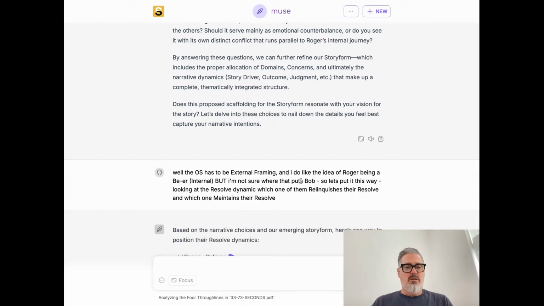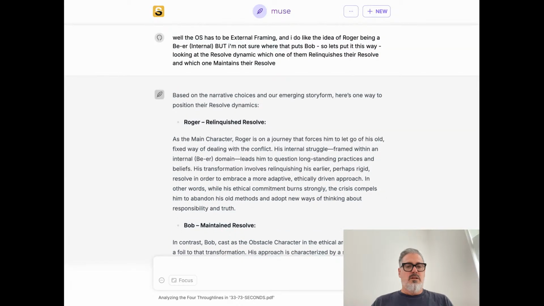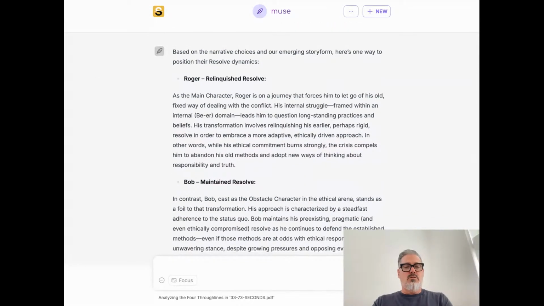I don't remember. Let's see. Roger. As the main character, Roger's on a journey that forces him to let go of his old fixed way of dealing with conflict. His internal struggle involves relinquishing his rigid resolve in order to embrace a more adaptive, ethically driven approach. In other words, crisis compels him to adapt new ways about responsibility and truth.